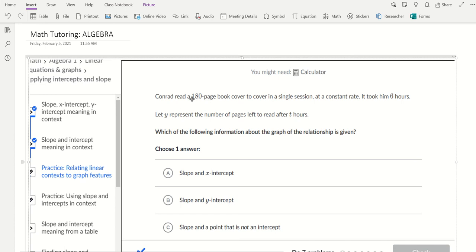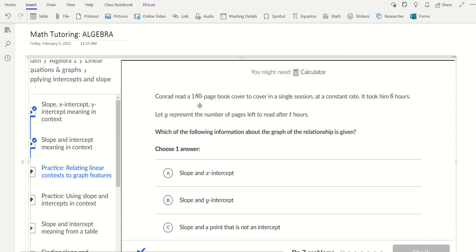Hello guys, in this video I am going to explain how to solve this word problem involving y and x intercepts. It's really important to know that you might need a calculator for these exercises, okay? So let's start with this problem.